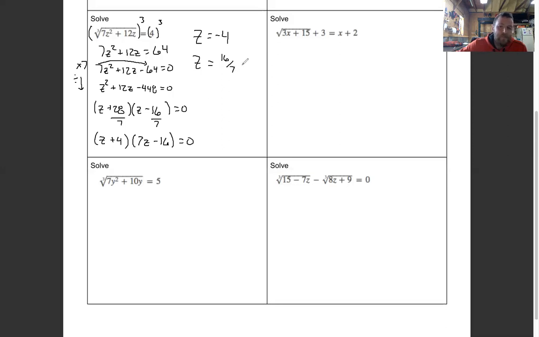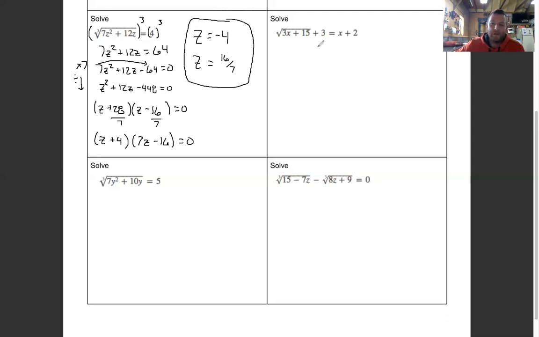Now you should check these. You should plug them back in. I'm going to tell you though, usually when you cube something, it won't change the sign. Only a square will turn something from negative to positive. So usually you're probably all right on all the cube ones. And when I plug those back in, they work out. So usually on the cube ones, you don't really have to do that, but it's probably good to get in the habit. Square root ones, yes, you need to do it all the time.